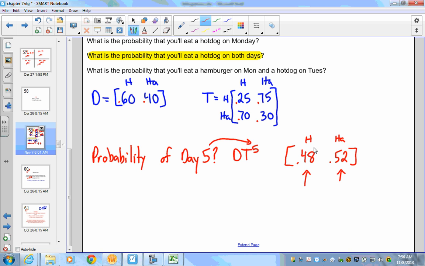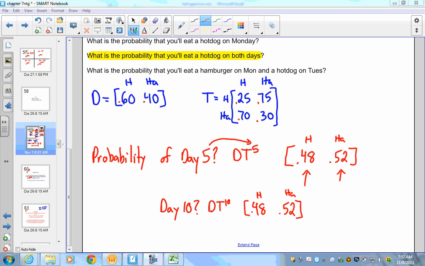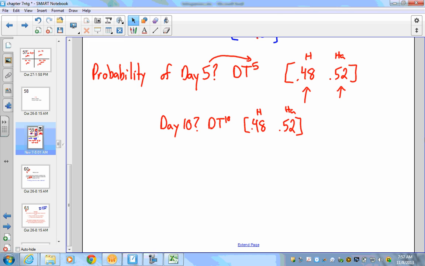Well, let's figure out day 10, which is pretty simple. Day 10 will be d times t to the 10th power. And on day 10, it's the same thing. Now, if I was to do day 20, once again, I'm still going to get the same answer.